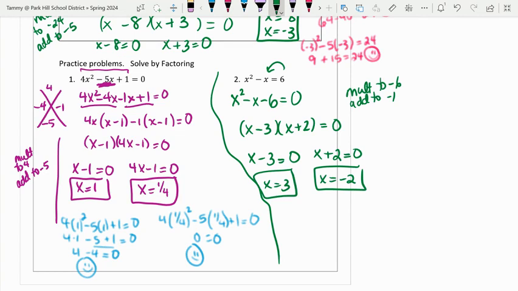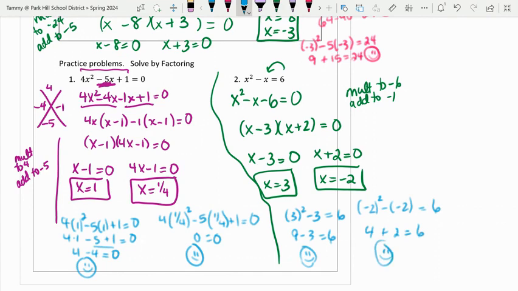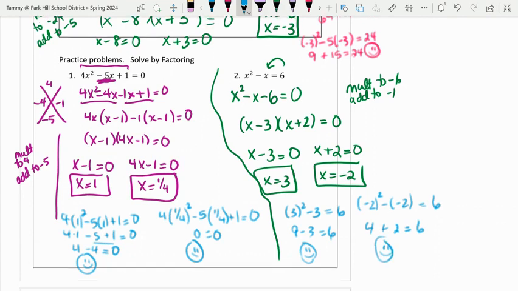And let's do a quick check on that. So does 3 squared minus 3 equal 6? It's going to be 9 minus 3 equals 6, and that's true. And then the last one is negative 2, quantity negative 2 squared minus negative 2. Does that equal 6? So negative 2 quantity squared is 4, plus 2 equals 6. And that is true also. Correct answers. So that's solved by factoring.